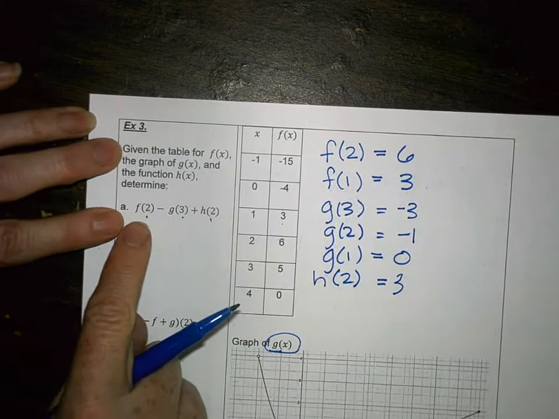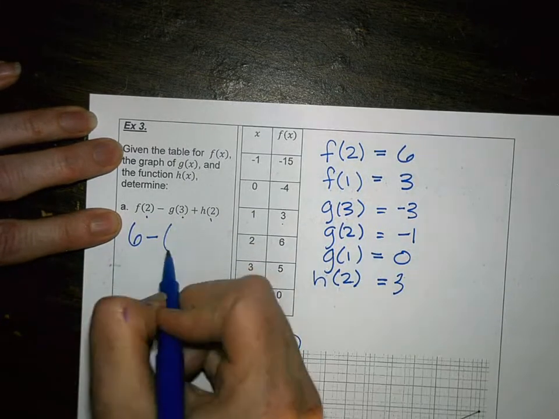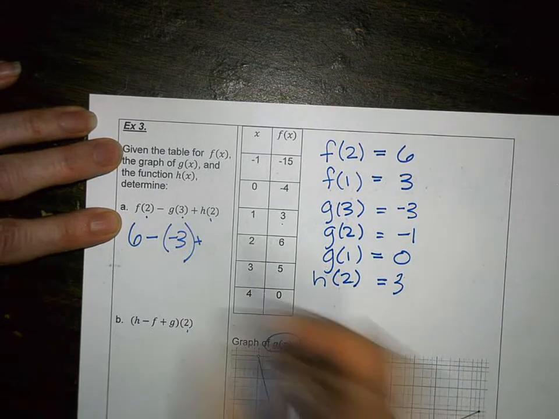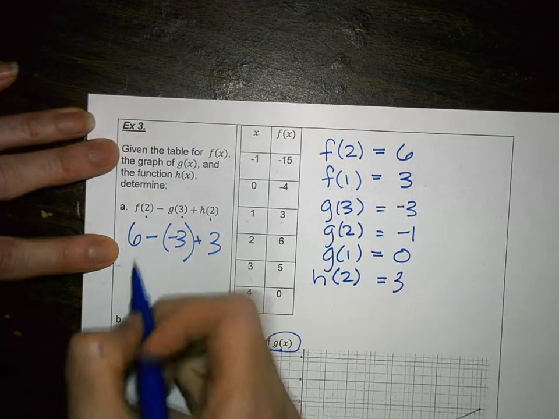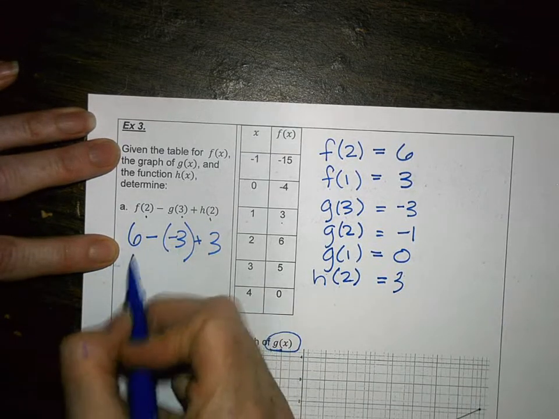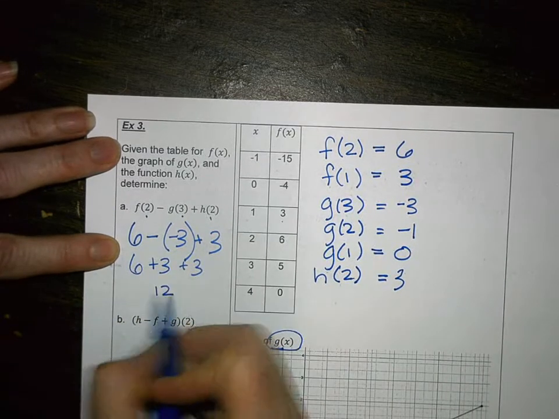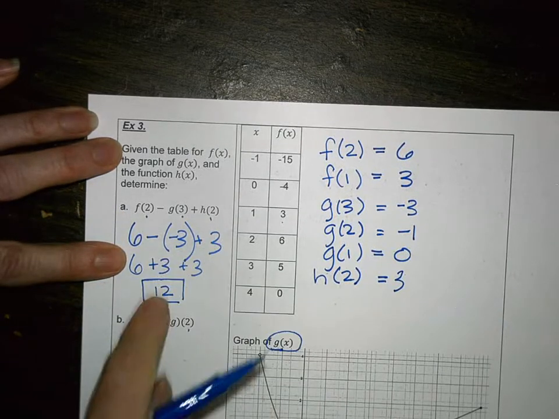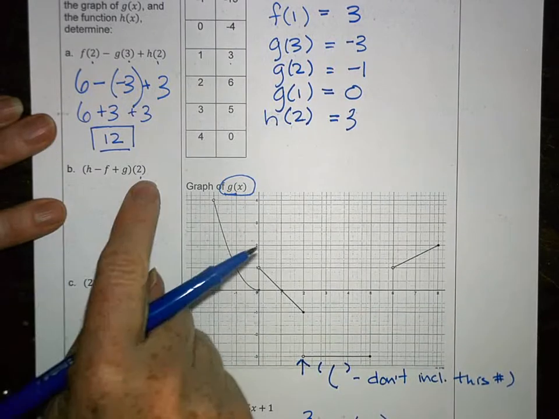So we say f at 2, that's 6, minus g of 3, minus a negative 3, plus h at 2 is 3. So when I'm evaluating this, I'm going to write it again. Minus a negative is plus 3, plus 3. Oh, okay, that's 12. Please write it out so that you don't make mistakes and subtract 3 and then add 3 and get 6.